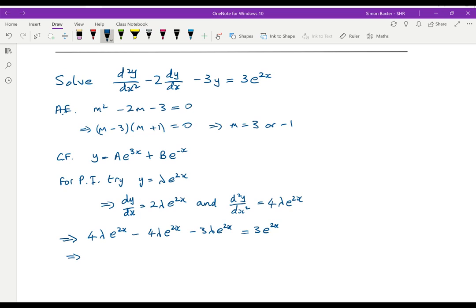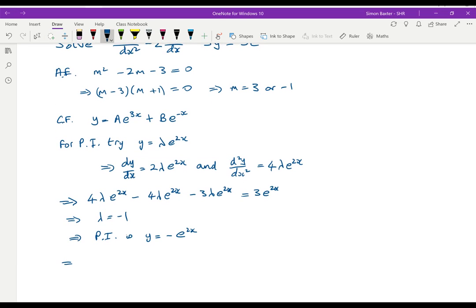That's not difficult to solve. 4 lambda minus 4 lambda is 0. I have minus 3 lambda e to the 2x equals 3e to the 2x. Therefore, lambda is minus 1. And therefore, my particular integral is y equals minus e to the 2x. My general solution, therefore, is the complementary function a e to the 3x plus b e to the minus x plus the particular integral minus e to the 2x. Very straightforward.